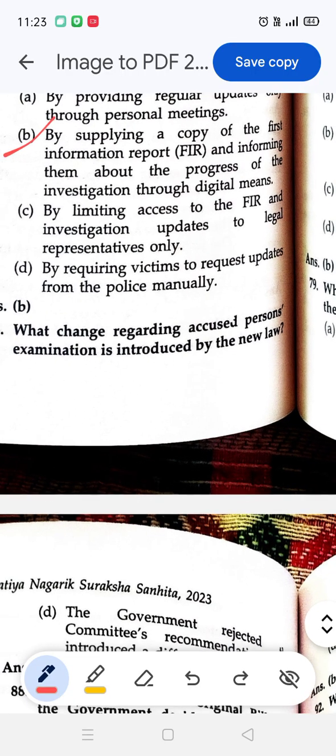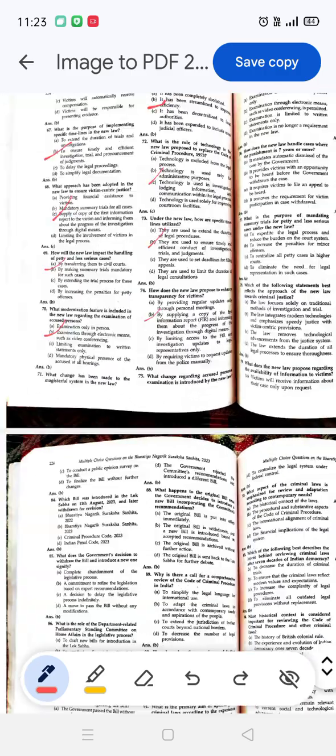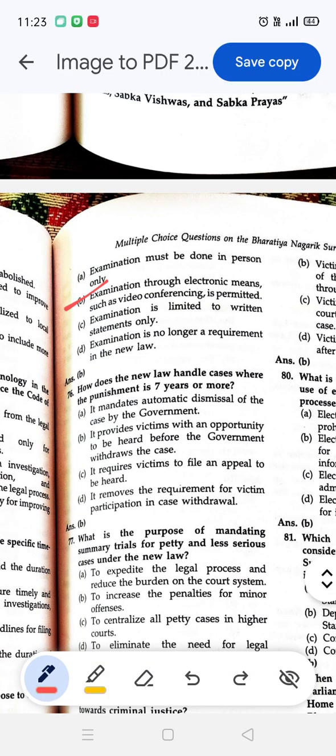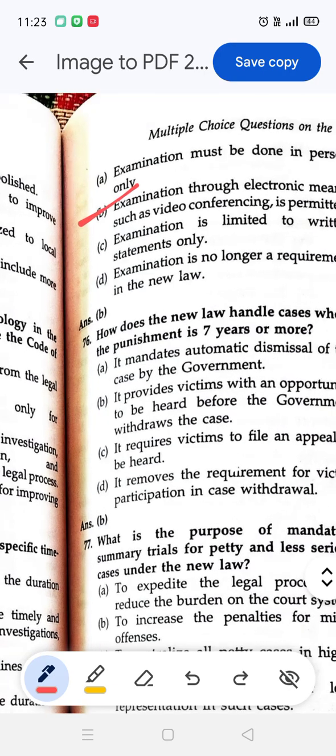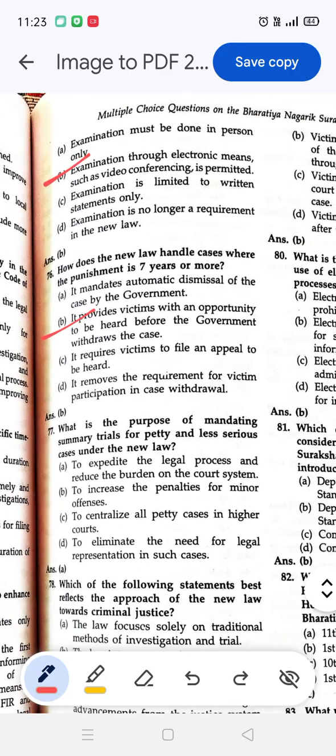Question number 75. What changes regarding accused person examination instituted by new law? So here option B is correct. Examination through electronic means such as video conferencing is permitted. Question number 76. How does the new law handle cases where the punishment is 7 years or more? So option B is correct. It provides the victim with an opportunity to be heard before the government withdraws the case.